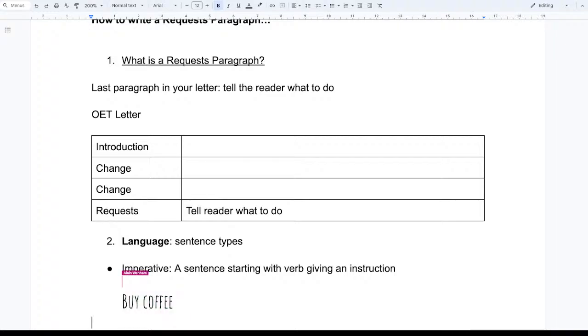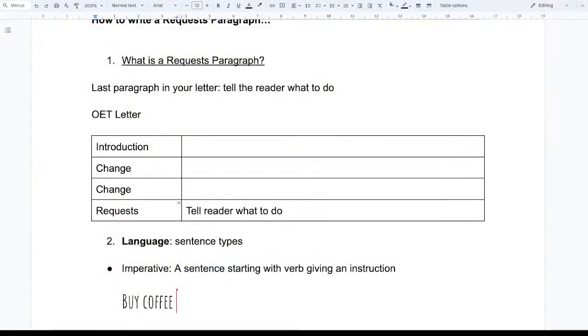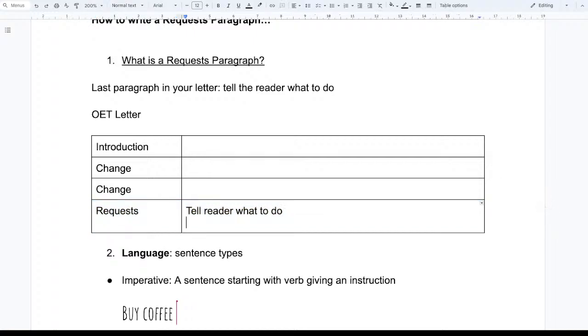I hope you can see this clearly, guys. This is a descriptive sentence, I buy coffee. It's in the present tense, and that means it's a routine action, but this one is an imperative, no subject. And that's what's key here, no subject, okay? It's telling someone to do it. Now, in OET, what we want to do is use imperatives in our requests paragraph, right? This paragraph here, you're going to have imperatives. So let me put this here, imperatives.